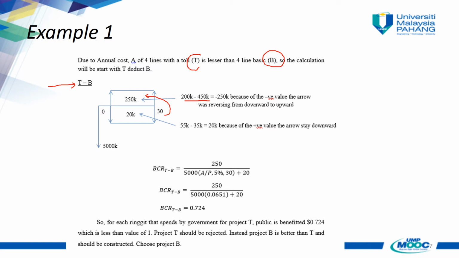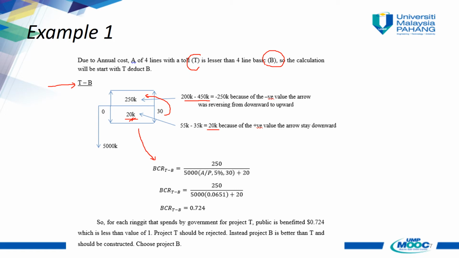To become upward, and then after that, another calculation we made is 55,000 minus 35,000. We will get 20,000. Because of the positive value here, the arrow will stay downward. No problem, stay downward. Once we get this cash flow diagram, using this cash flow diagram, we will calculate our BCR based on T deduct B.